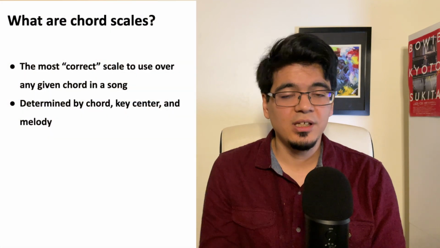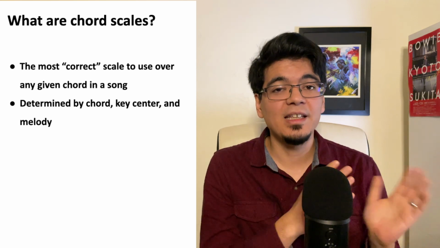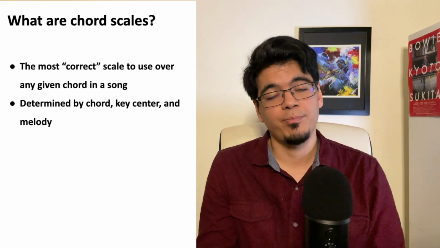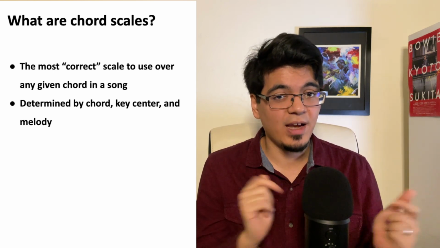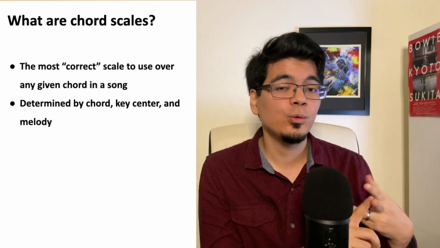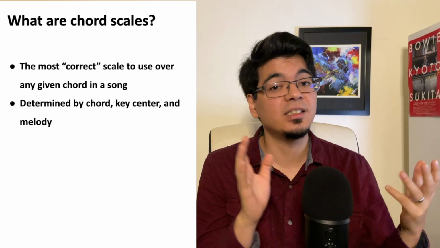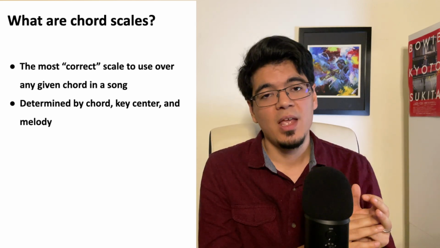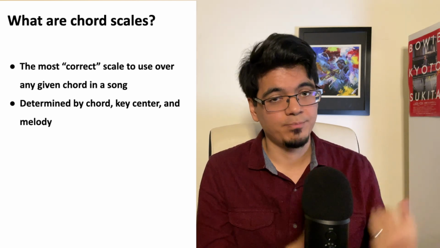So, let's go into a little bit more depth in describing what a chord scale is. As I said previously, a chord scale is the most correct scale to use over any given chord in a chord progression. The chord scale can be impacted by a couple of different factors. One, the quality of the chord itself. Two, the relationship of that chord to the underlying key center of the song or of the moment. And three, any prominent melody notes on top of that chord.